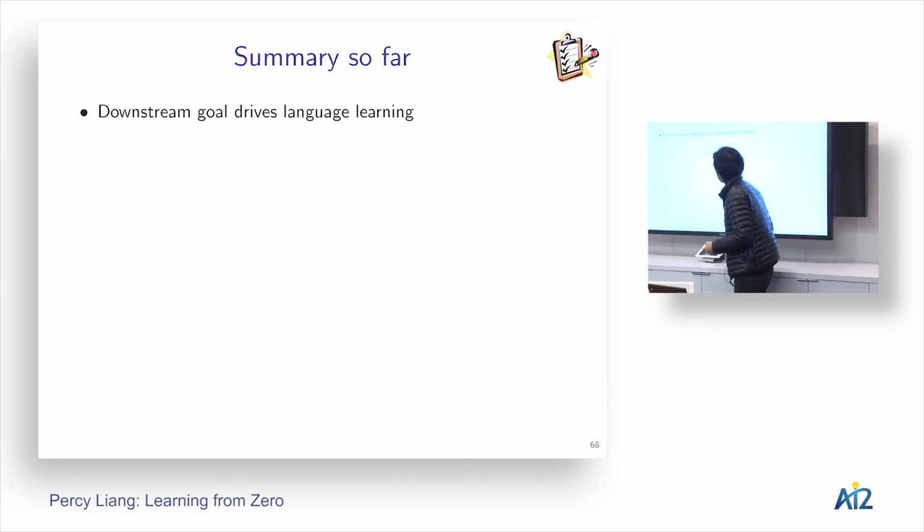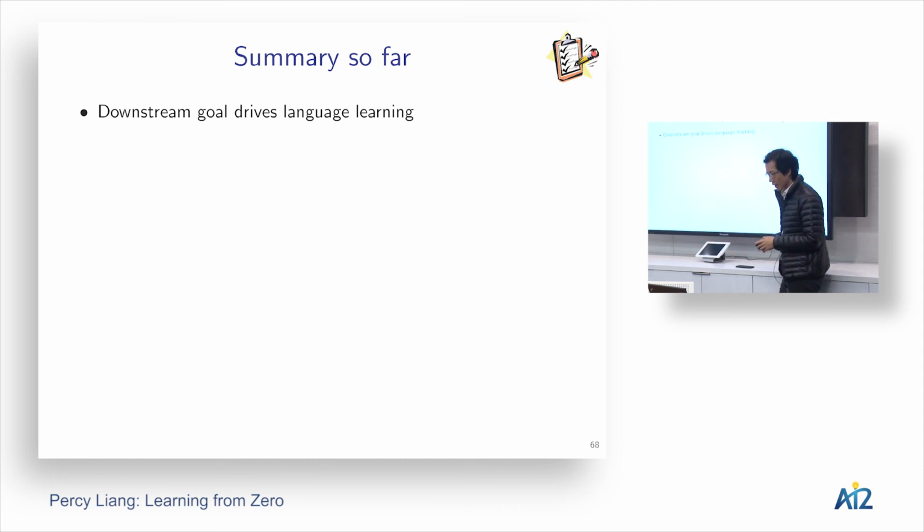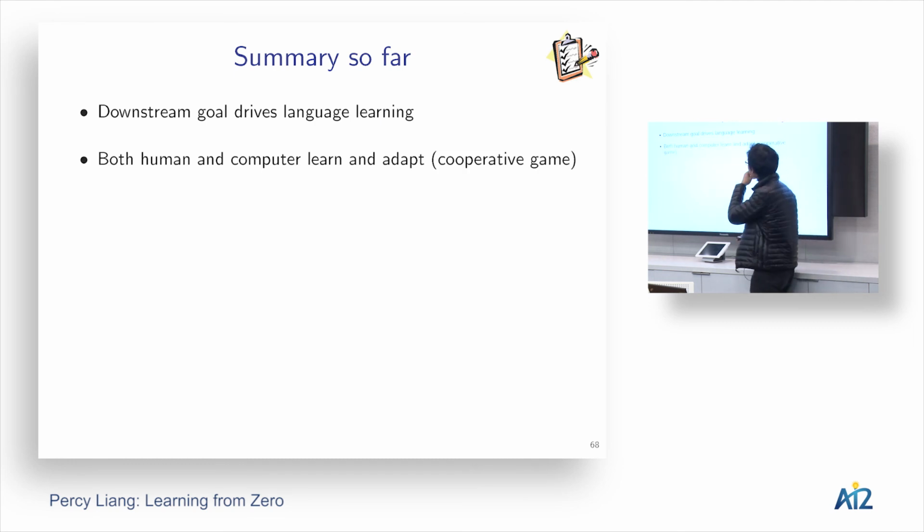OK, so to summarize this part, this is a new language learning setting, which I think is just the beginning. There's a lot to explore here. And I really like this idea of having some downstream goal drive the language learning rather than a priori saying, I'm interested in language learning. Because then you have not only the supervision signal, but you can expect language to evolve more organically.